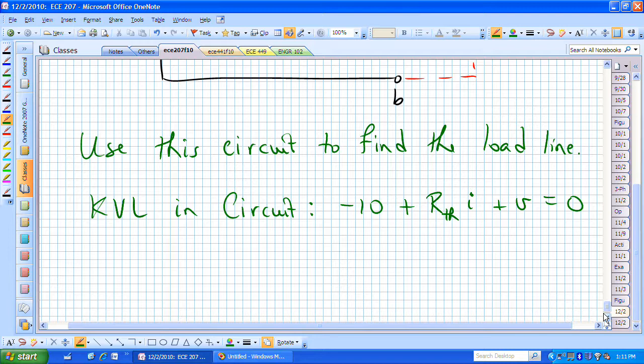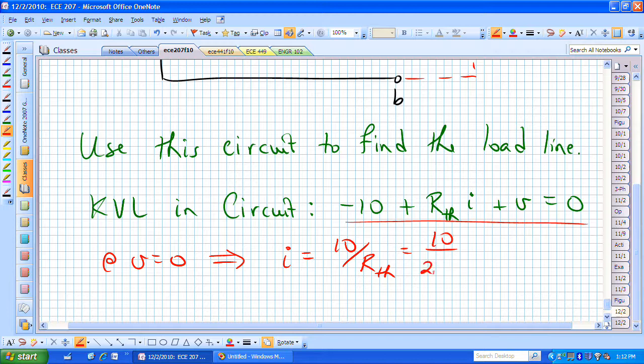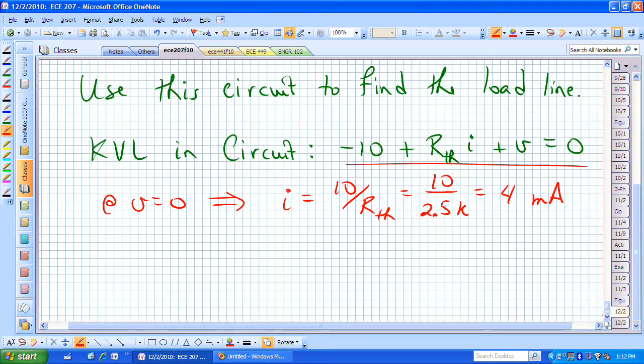Let's suppose that we look at V equaling 0. So what's the current on our vertical axis when V is equal to 0? If we plug V equal to 0 into this equation, we then end up with I equaling 10 over R Thevenin, and that R Thevenin was just 2.5K, so this now becomes 4 milliamps. There's one of our points on our plot.